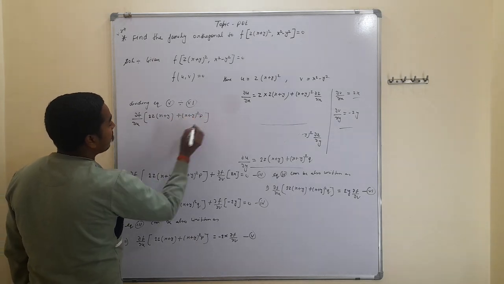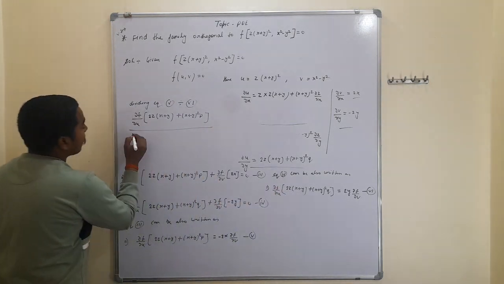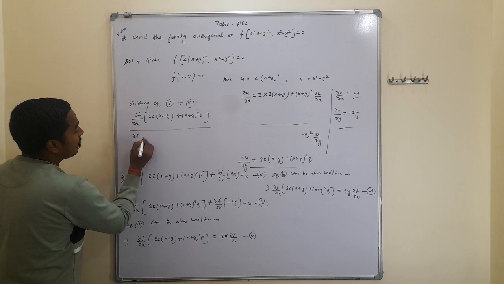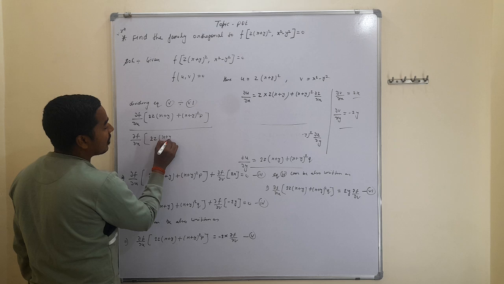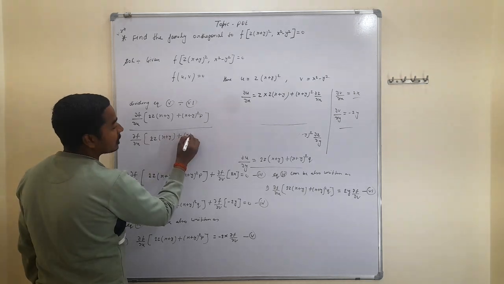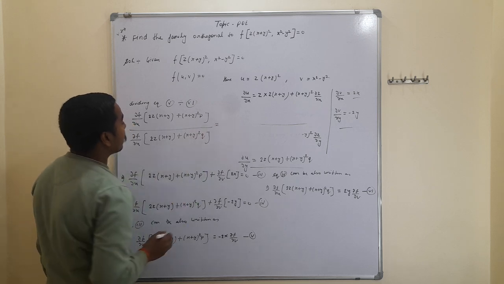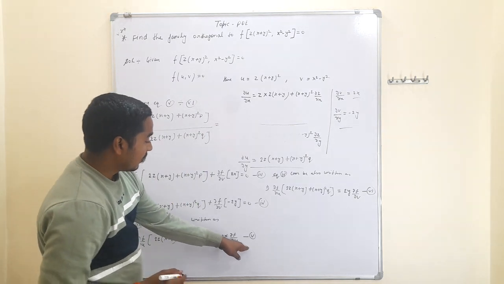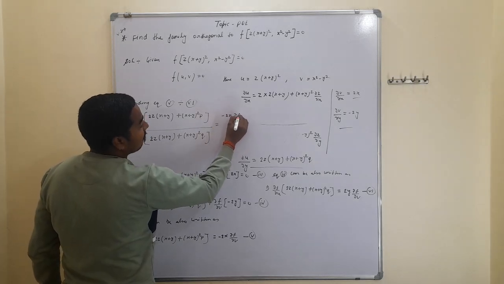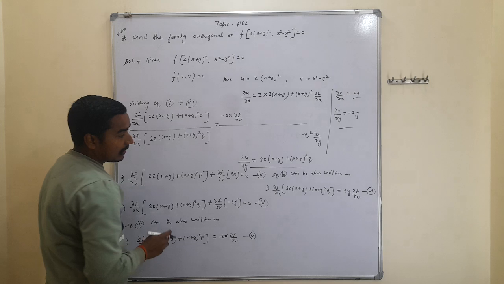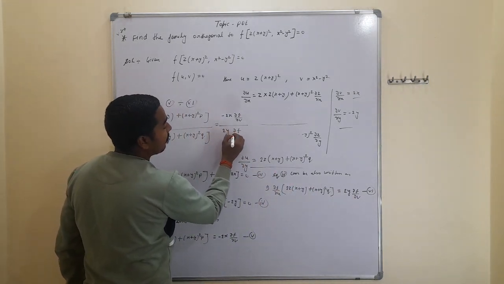and equation 6's left hand side is del f upon del u into 2z into (x plus y) plus (x plus y) whole square into q, and equation 5's right hand side is minus 2x into del f upon del v, and equation 6's right hand side is 2y into del f upon del v.